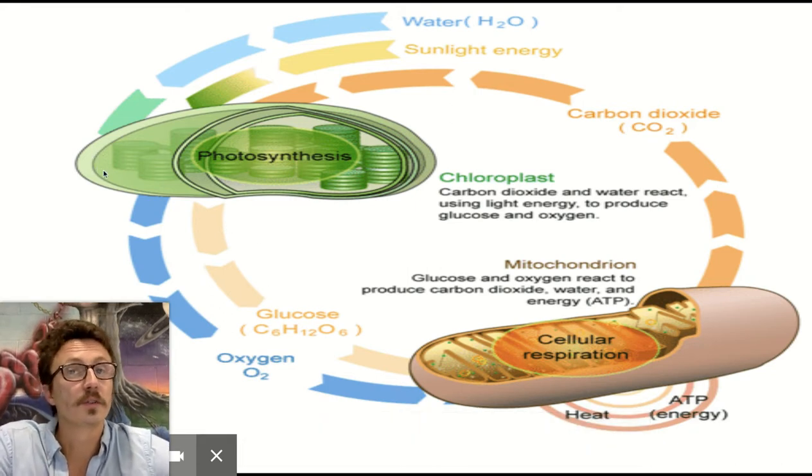So where does photosynthesis take place? Well, photosynthesis can take place inside of the chloroplast. And a chloroplast would be an organelle that could be found inside of both plants and algae. Now, bacteria can perform photosynthesis, but they don't have a chloroplast. But they have something very similar that occurs along their cell membranes.